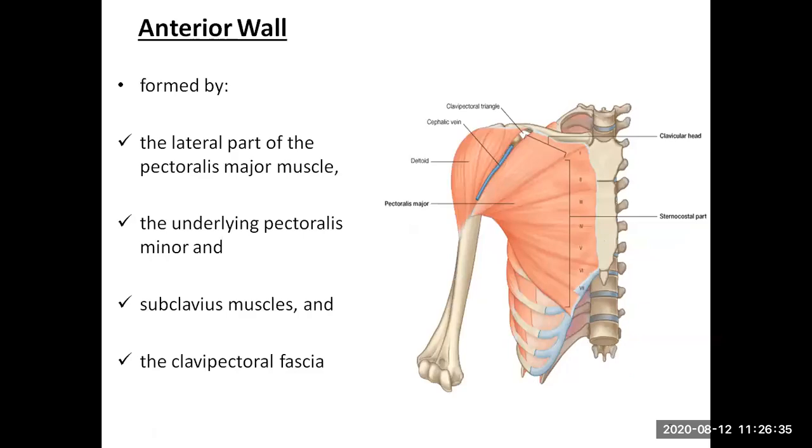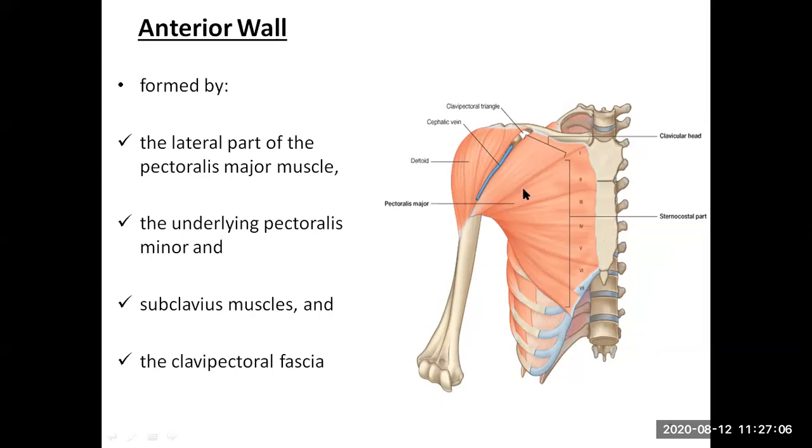Now, since it is a pyramidal shaped, four-sided space, it has an anterior wall, a medial wall, a lateral wall, a posterior wall, a floor, and an apex. That apex forms the axillary inlet. Let us talk first of all about the anterior wall of the axilla.